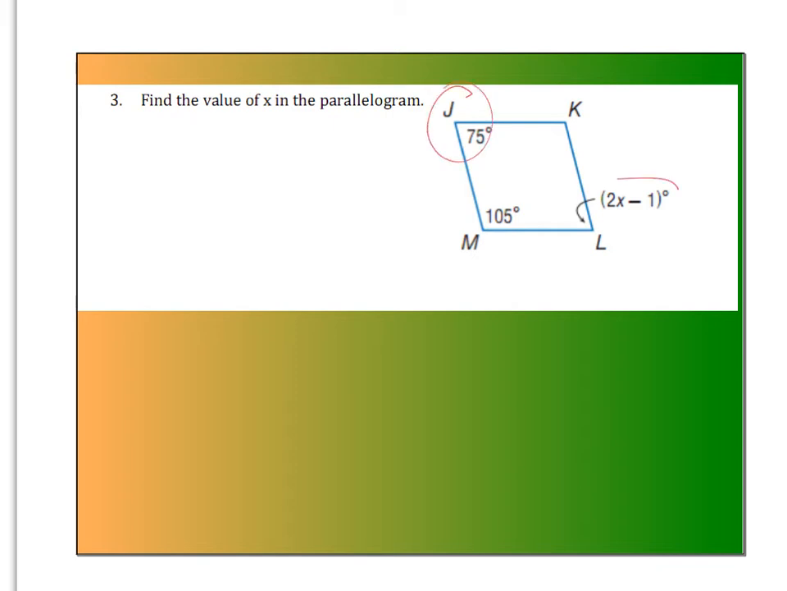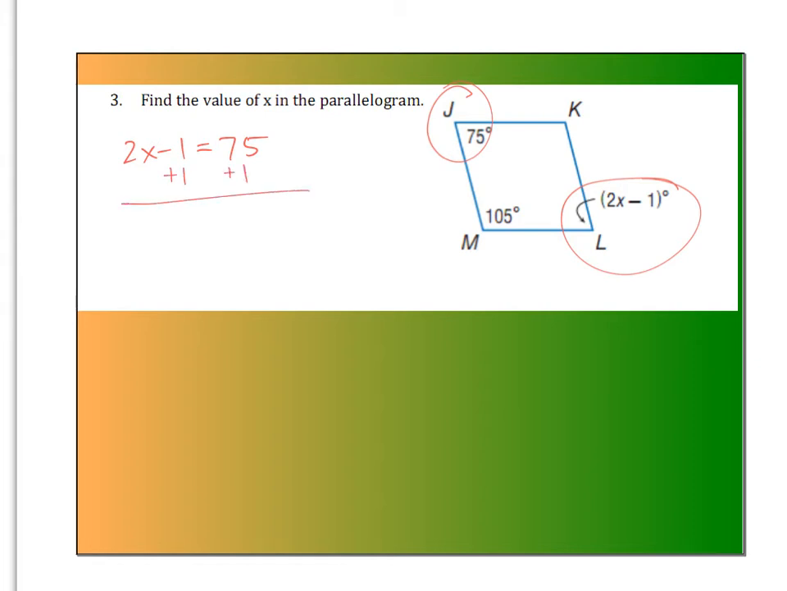I decided to use J and L. They're opposites of each other. They're across from each other, so they should be equal. So the 2x minus 1 should equal 75. You don't have to use M if you don't want to in this situation.